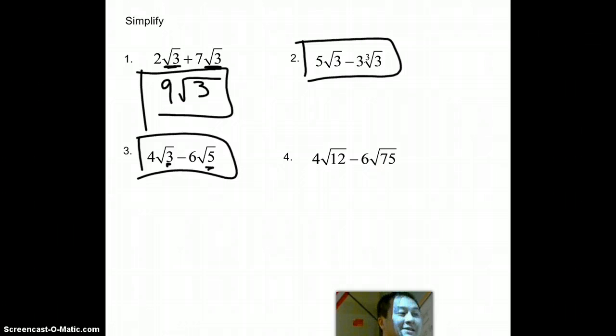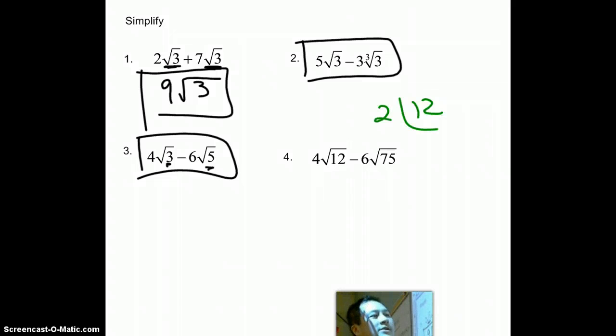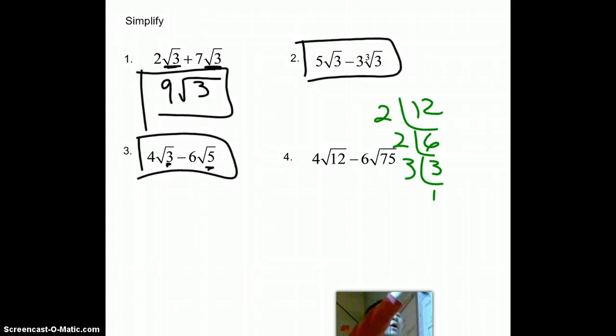Over here, are these the same? Can you add them? But hold on. Ah, you got tricked. You can simplify. Why don't we simplify first and see if you can add them then? Let's break down 12 first. What goes into 12? 2, with 6 left over. What goes into 6? 3, leaving 3 and 1. So I take out what I have in common.